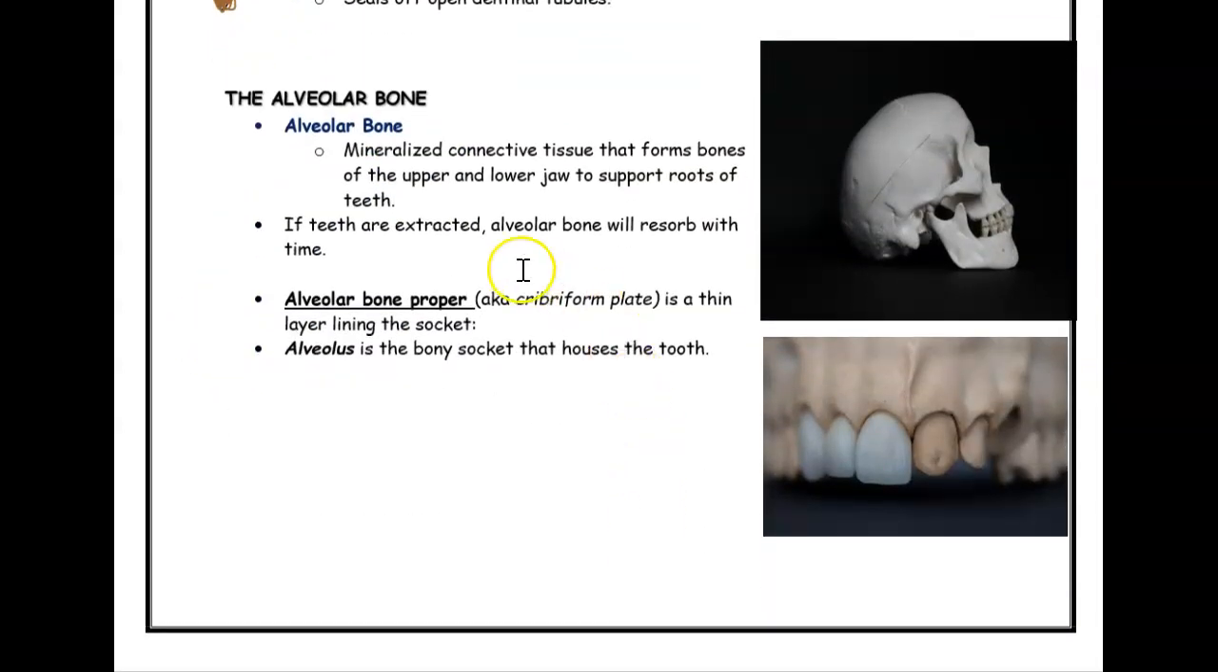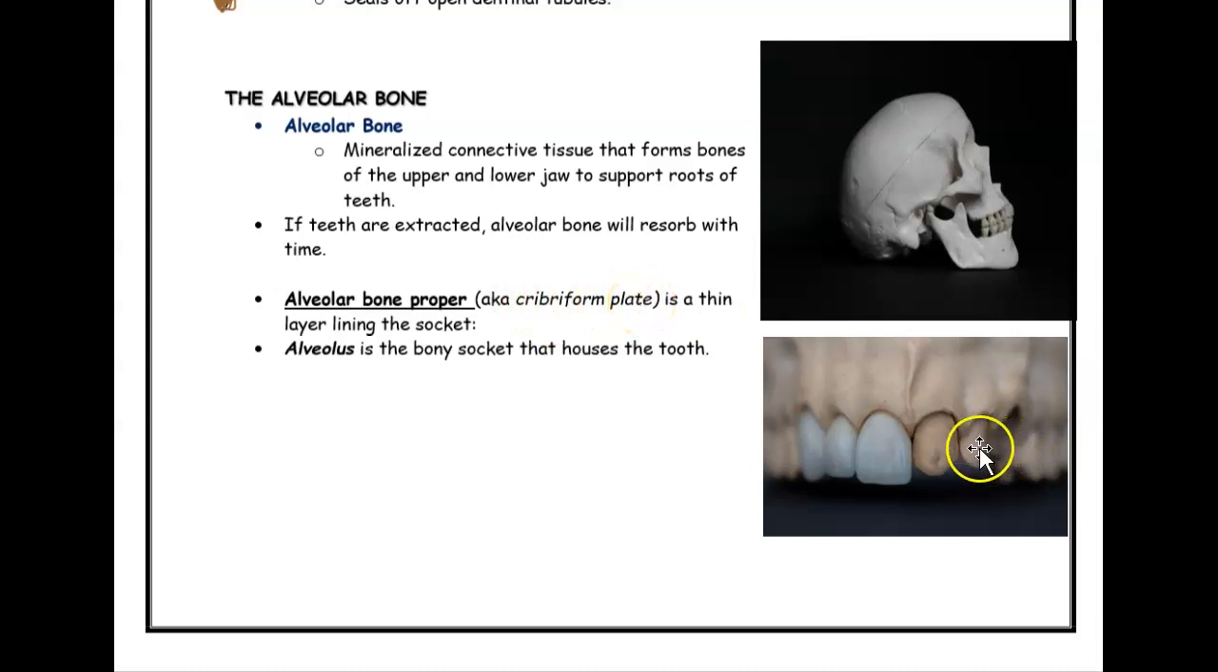Okay, we're going to talk about the bone now. So the bone is another part that is around the tooth, another tissue that surrounds the tooth. So this is your bone over here that surrounds the tooth. Some words that I want you guys to know are alveolar bone proper, also known as your cribriform plate.